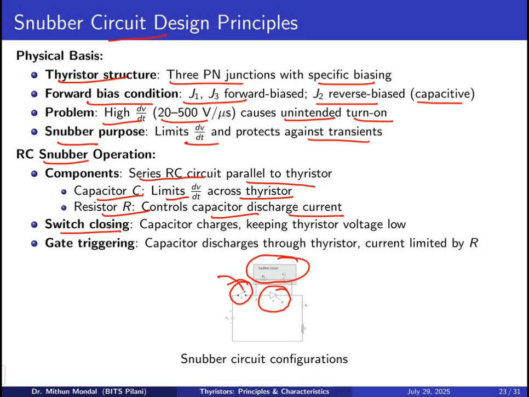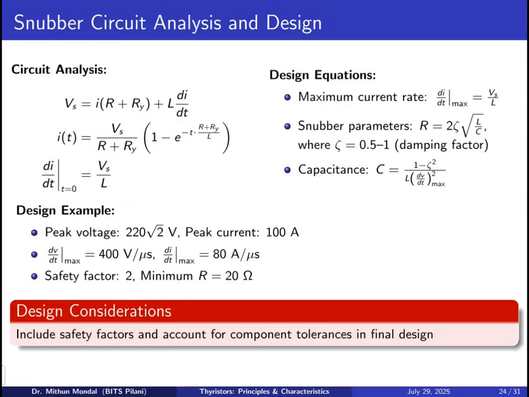So if the switch is closed, the capacitor will charge and keep the thyristor voltage low. The gate triggering, the capacitor will discharge through the thyristor and the current will be limited by the resistor. So the snubber circuit configuration is shown here, which is avoiding the false triggering of the thyristor.